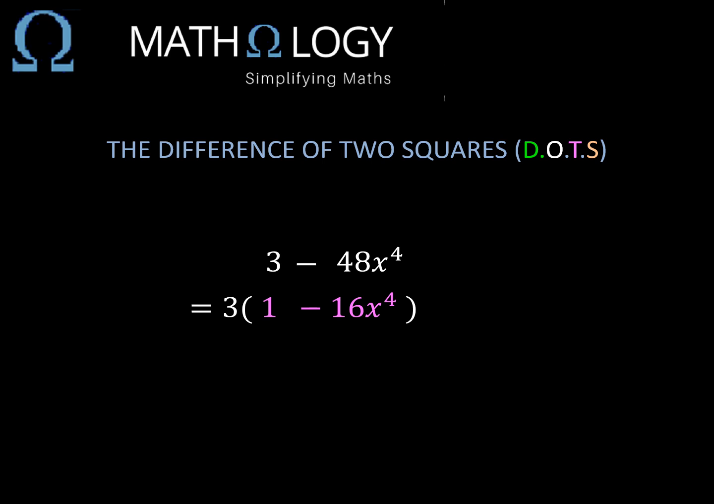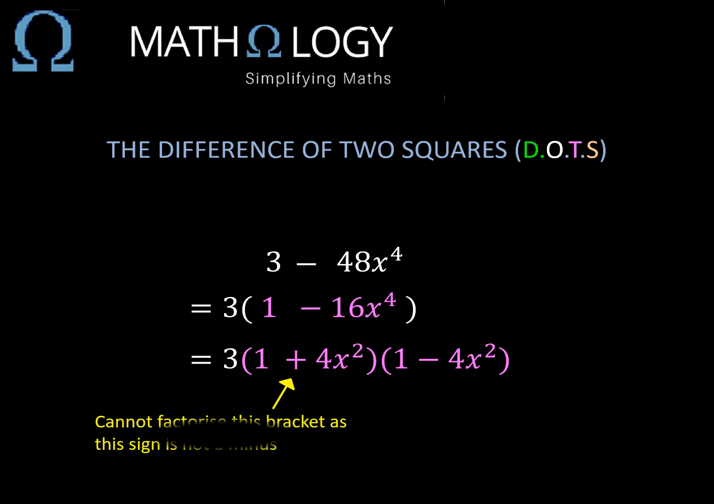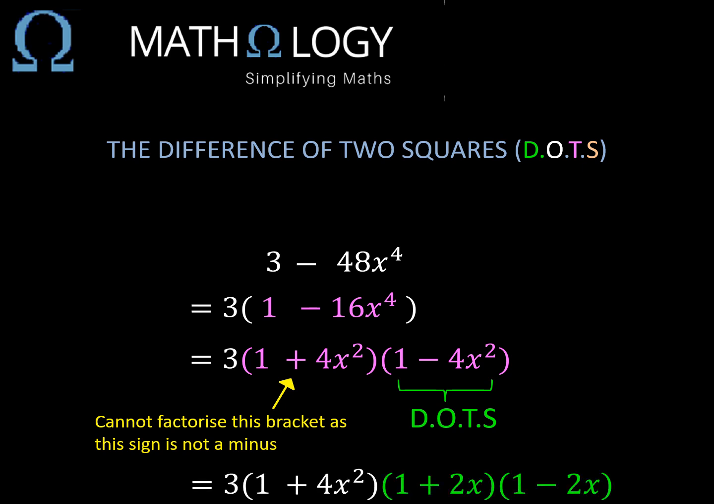The terms within the brackets can now be factorized using the difference of two squares, since both terms have a perfect square root. 1 minus 16x to the 4 factorizes as (1 + 4x squared)(1 - 4x squared). The first set of brackets, 1 plus 4x squared, cannot be factorized since the sign separating the two terms is a plus. However, 1 minus 4x squared can be factorized using the difference of two squares. 3 minus 48x to the 4 therefore factorizes as 3(1 + 4x squared)(1 + 2x)(1 - 2x).